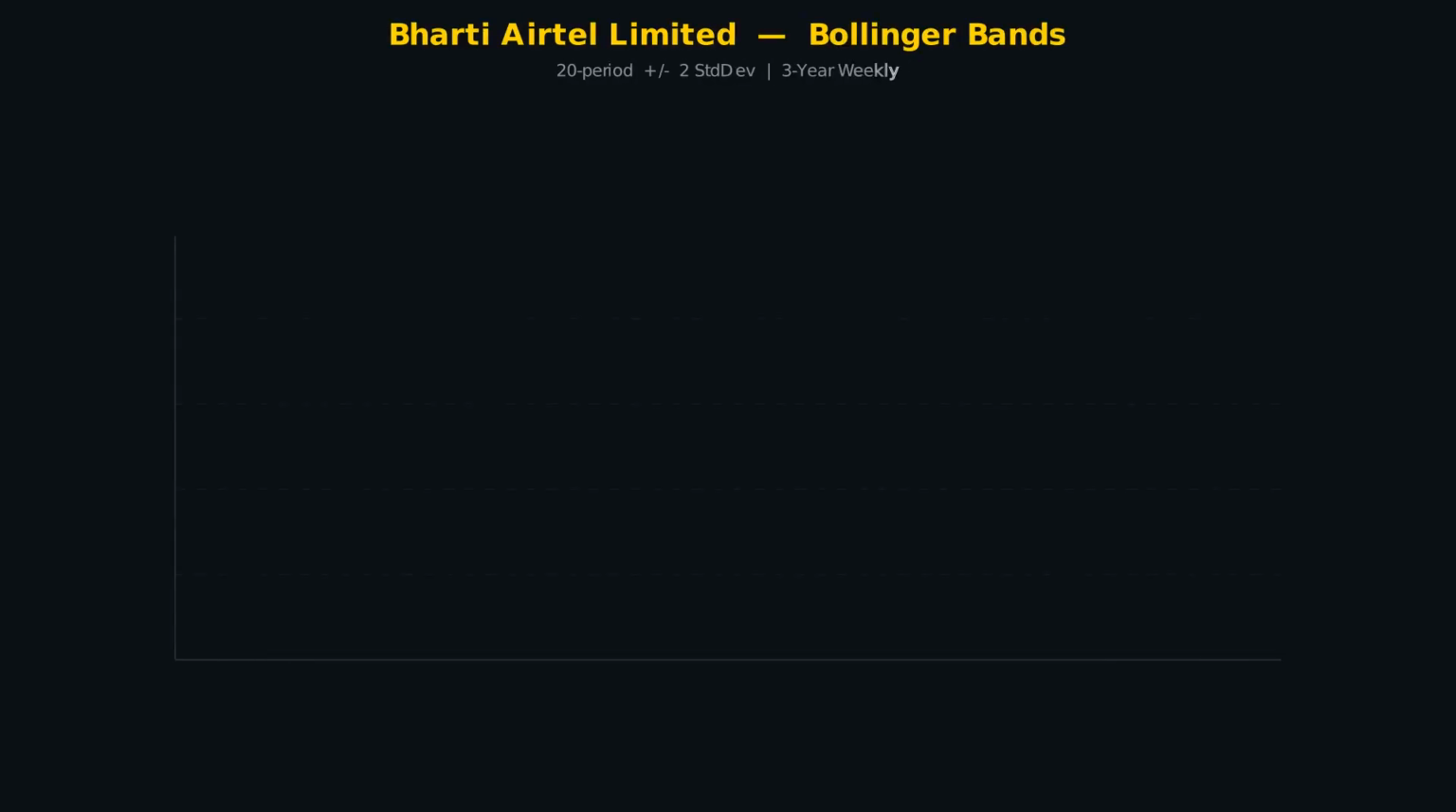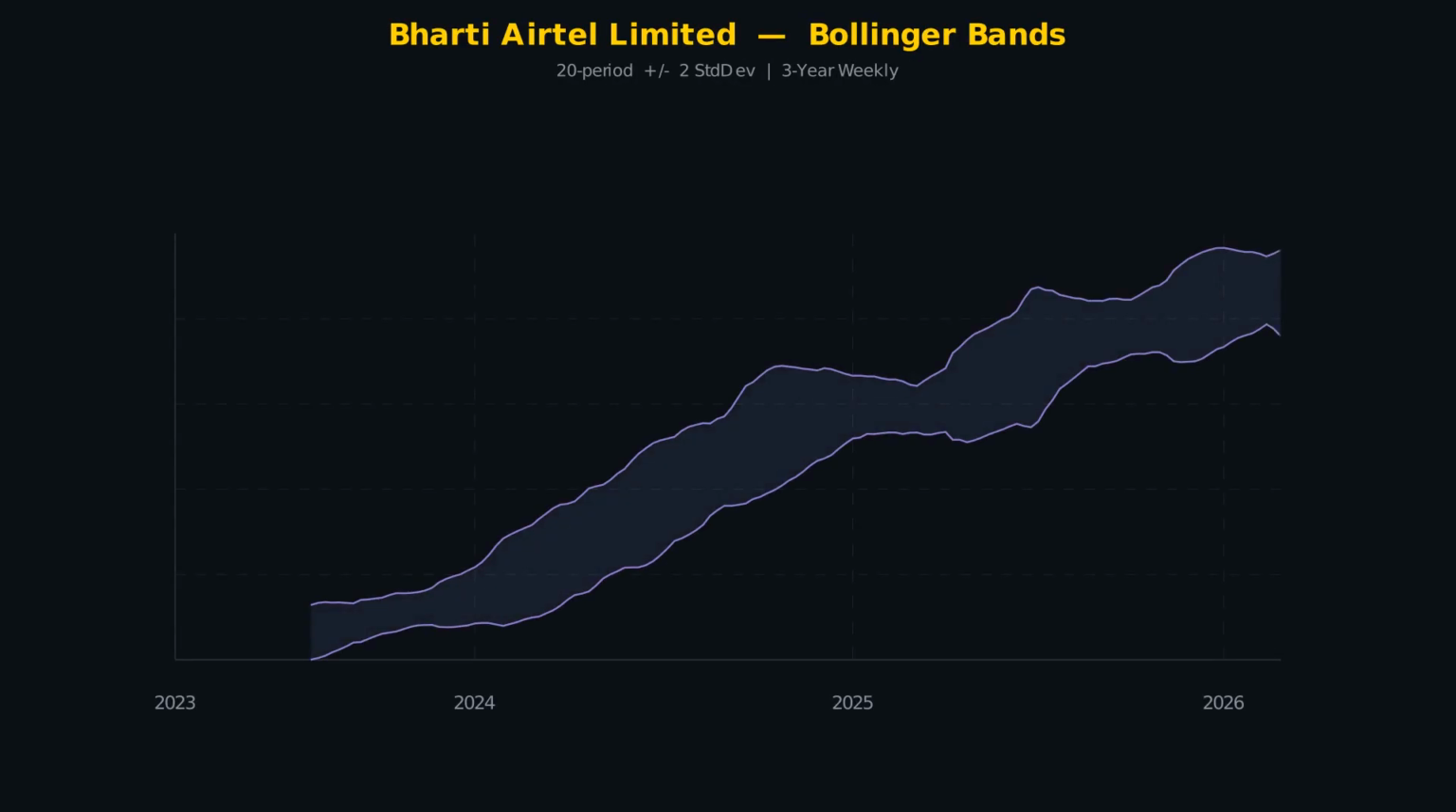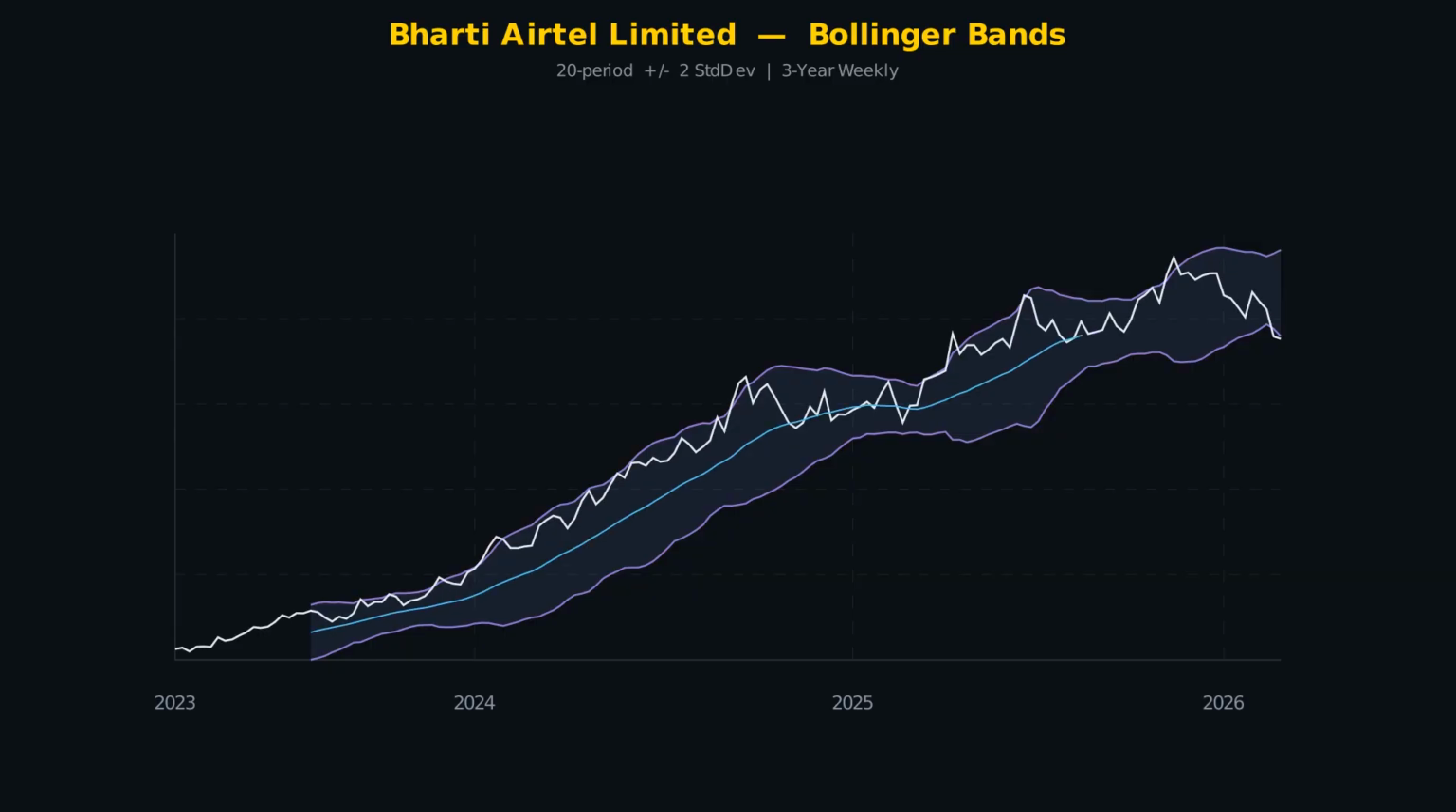Here is the Bollinger band chart for Bharti Airtel Limited. The shaded region breathes in and out with volatility. Currently, the bands show wide volatility at 15.7%. The price is outside the upper band, potential breakout. Notice how the price repeatedly bounces between upper and lower bands over this 3-year period. Each touch of a band is a signal.